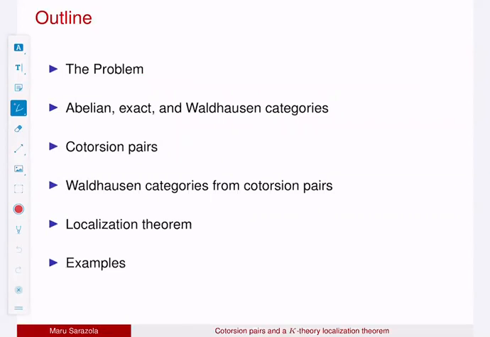Then I'm going to give you a bit of a reminder on abelian, exact, and Waldhausen categories, because these are going to be the relevant structures that we're going to be working with. Then I'm going to introduce these words that appear in the title, which are cotorsion pairs. These are an algebraic kind of gadget. And then I'm going to tell you how we can obtain Waldhausen categories from cotorsion pairs and use these to get the localization theorem that I'm looking for. And hopefully we'll have time to see a few examples.